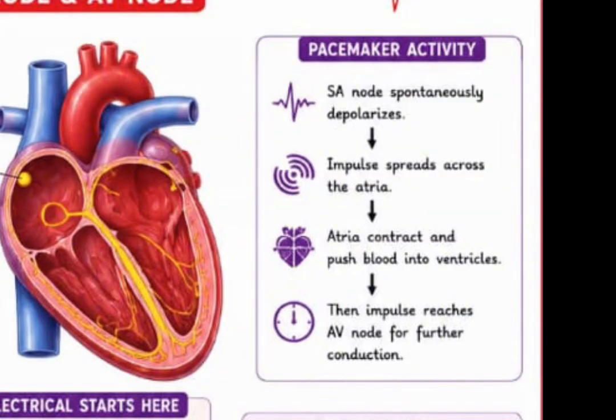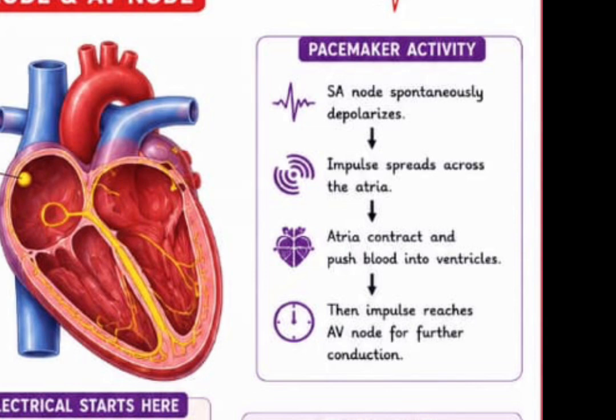The SA node simultaneously depolarizes. When it does, impulses spread around the atrium, which I've talked about. The atria contract and pump blood into the ventricle. Remember I said the atria get filled first. When the atria get filled first, what happens? The SA node is stimulated. So when the SA node is stimulated, it contracts and pushes blood into the ventricle.